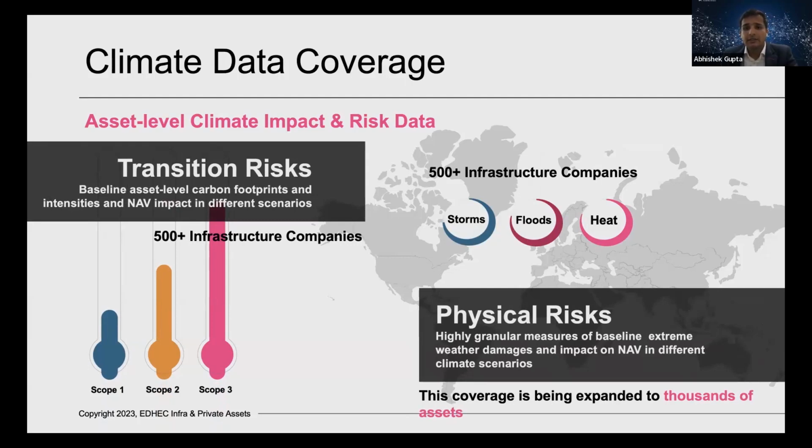On the physical risk side, we have looked at hazard events such as storms, floods, and heat. We have this data for hundreds of infrastructure companies again, and we are expanding this coverage to thousands of assets worldwide. So we keep evolving this product as we collect more and more data. These metrics are highly granular, and they represent the sort of extreme weather damages that can happen if any of these events occur today, as well as in the future with some probability of occurrence.